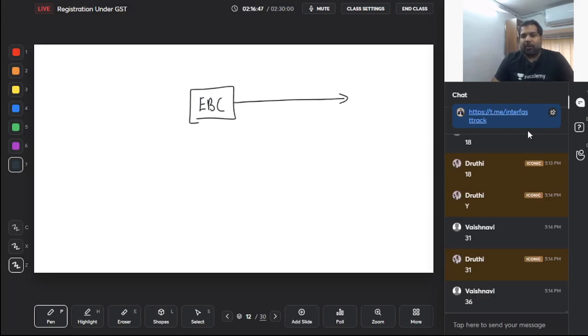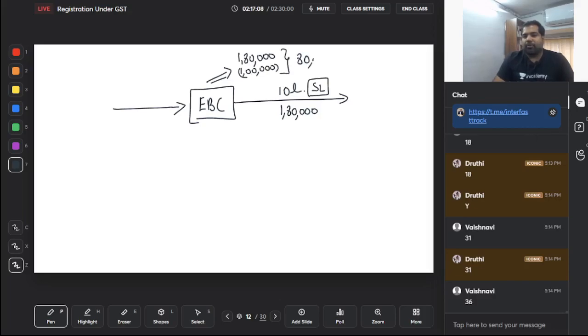They've made supply of 10 lakh rupees on which GST is 1 lakh 80. Is this supply, will it lead to liability? Yes, they have to pay 1 lakh 80. Unfortunately, they have not purchased much and they don't have too much credit. So let's say the credit is only 1 lakh. So how much do they have to pay in cash? They have to pay 80,000 in cash, but they did not have so much cash.